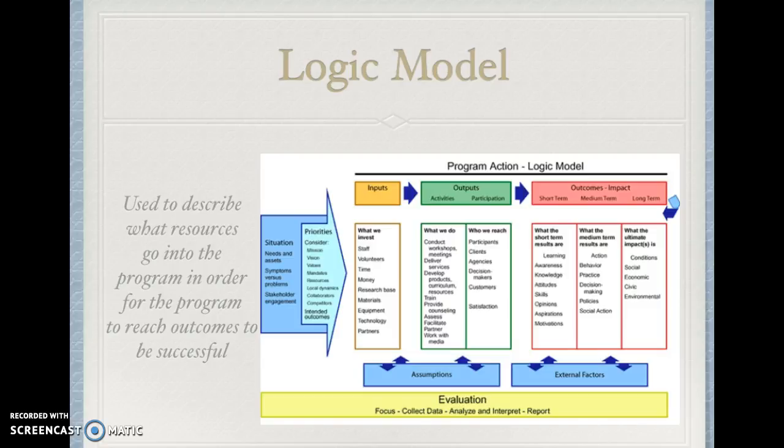Examples of short-term outcomes are learning, knowledge, attitudes, skills, new behaviors. The medium outcomes are more of an action, which again would be a behavior, a practice, decision-making, a policy, or a social action, which then could lead to a long-term outcome, which would be conditions, whether they are social, economic, civic, or environmental.